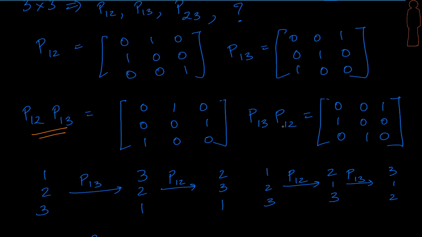Similarly, let us try with 1 2 3 and operate with the other product here. First P12 would operate, so 1 and 2 get swapped, and then P13, right? So that means 2 and 3 will get swapped. Now this becomes 3 1 2, right? Now we are able to see that there are so many different permutations that can come, right? And what does this indicate to us?